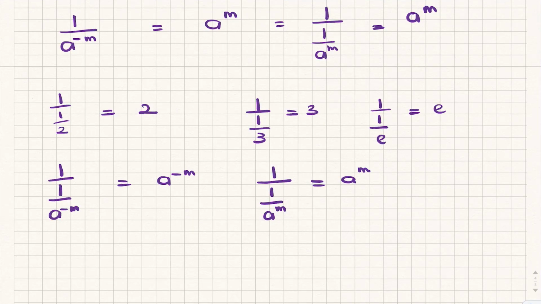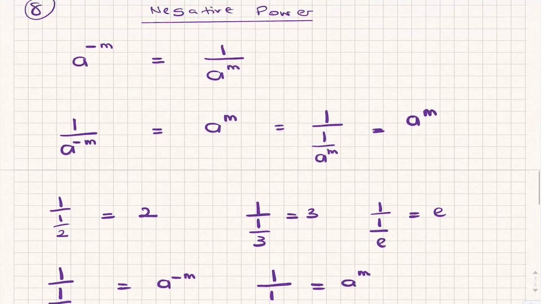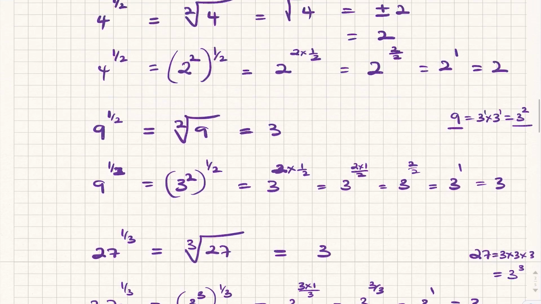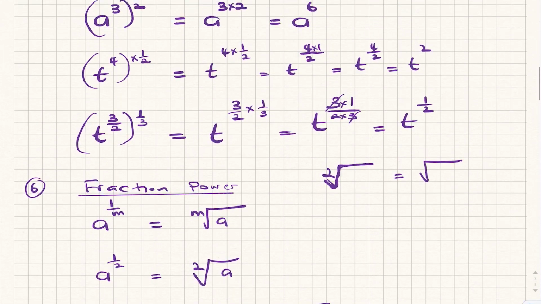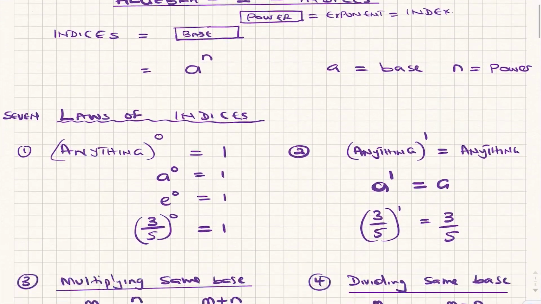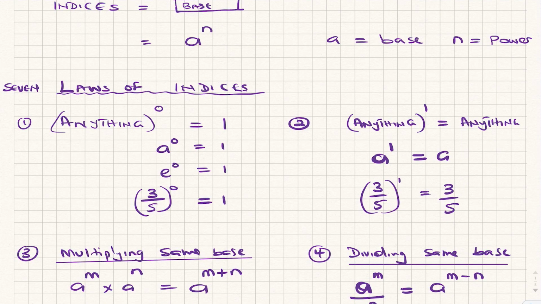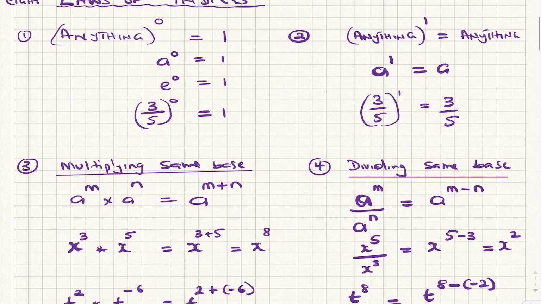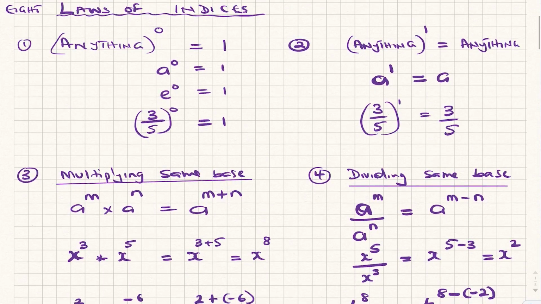That's the last of all the 8 laws of indices that we need to remember. So if I go straight to the top, it's actually 8, not 7. 8 laws of indices that we need to remember.